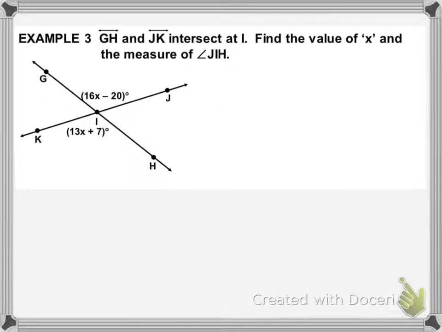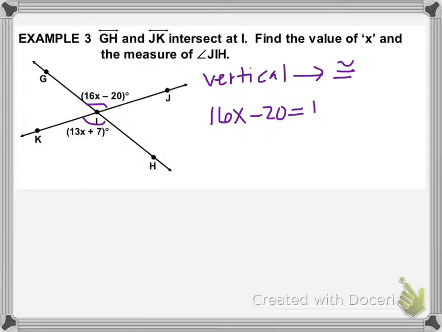This example is just like example 2 with different expressions. So if you understood example 2 and want to give this a try, go ahead, and then you can unpause it and see how you did. So again, these lines intersect at I. We don't know that they're perpendicular. We just know that we have an expression for angle GIJ and for angle KIH. These two angles are vertical angles. And remember, vertical angles are congruent, which means I can set their expressions equal to one another. So we'll start off by saying 16x minus 20 equals 13x plus 7, and then we'll solve.